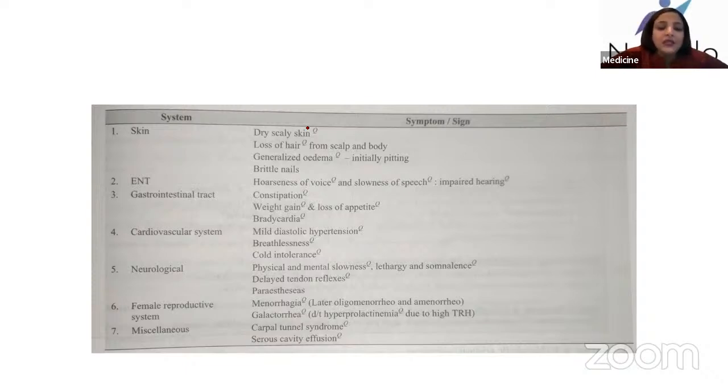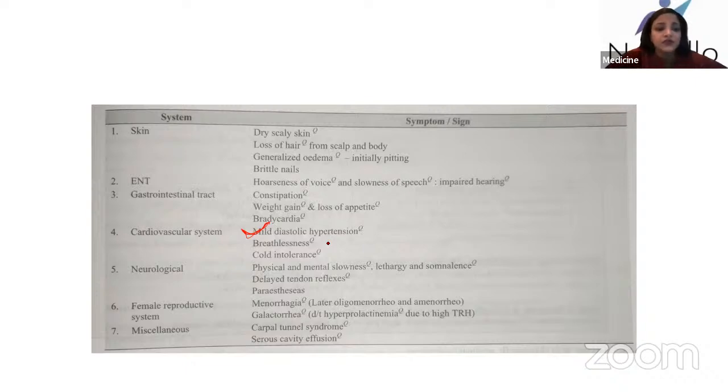Okay, in GIT the patient will complain of weight gain, constipation, loss of appetite, and there'll be bradycardia. And in the cardiovascular system the patient will have a mid diastolic hypertension. A lot of times this question has been asked, and that will be persistent. There'll be breathlessness and intolerance to cold. Okay, in neurological the patient will have physical and mental slowness, and there'll be lethargy. There'll be delayed tendon reflexes and paresthesias all over the body.